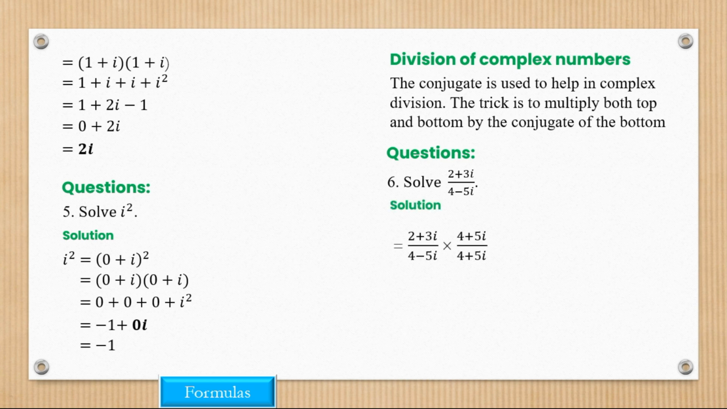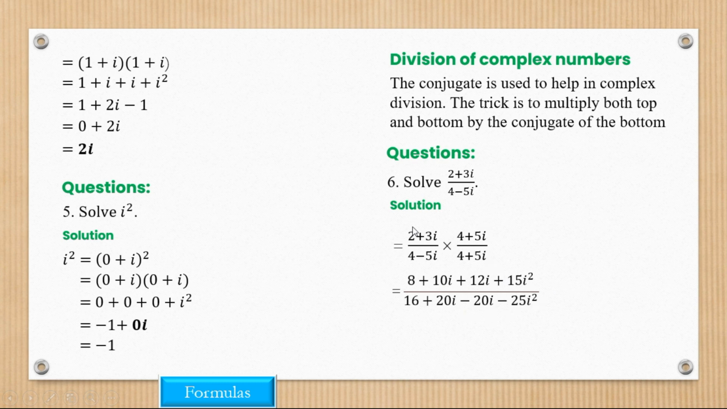As we said, we get the conjugate of the bottom. So what's the conjugate of 4 minus 5i? The conjugate is 4 plus 5i because we change the sign in front of the imaginary part. So this becomes 4 plus 5i. So we said we multiply both top and bottom by the conjugate of the bottom. So that's how we have this. So 4 plus 5i multiplies both the top and the bottom. So when we multiply them, we end up with that.